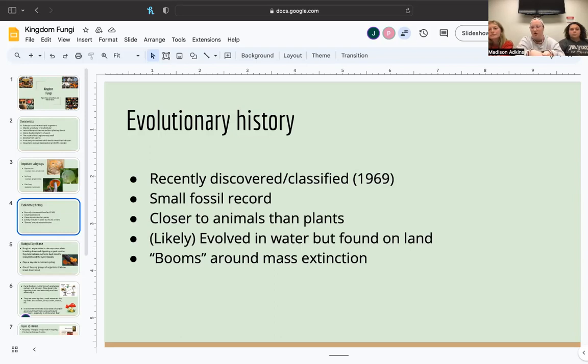And we know that they're about 1 billion years old, and we see large booms of fungi in the fossil record and in general around mass extinctions, like around the dinosaur mass extinction 65 million years ago. There's a boom in fungi because of the presence of decaying organic matter.